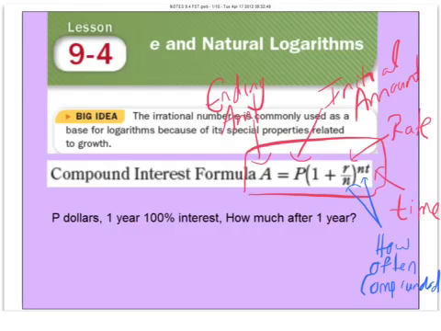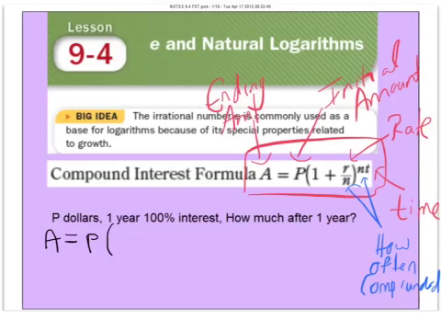So let's go ahead and take a look at this problem here. Here they're saying that we're going to put P dollars into an investment for 1 year at 100% interest. How much will we have after a year? So how much will we have after the year? That is our ending amount. P is our starting amount.